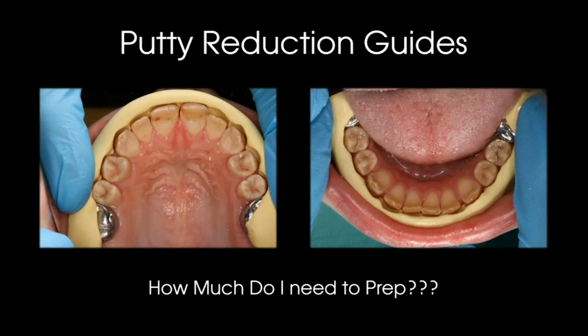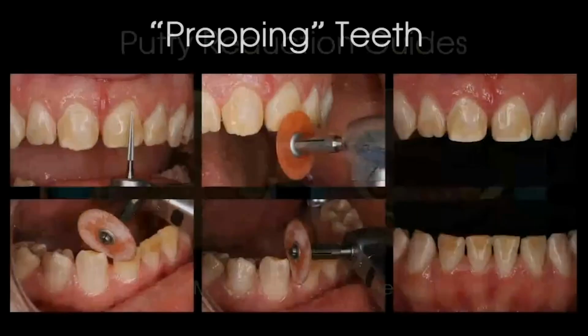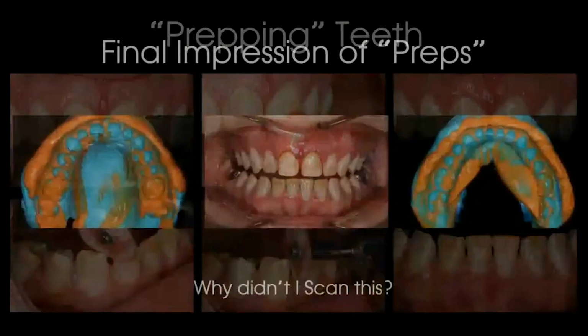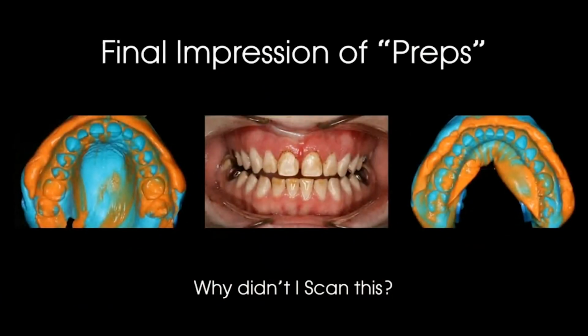So how much do I need to prep really? It's all additive. I don't have to prep much. See, amelogenesis imperfecta has done the prepping for me. So my prepping of the teeth consists of taking a disc and rounding all the sharp edges. And here's the final impression of the preps. I use a heavy body, light body technique for if I'm taking an impression.